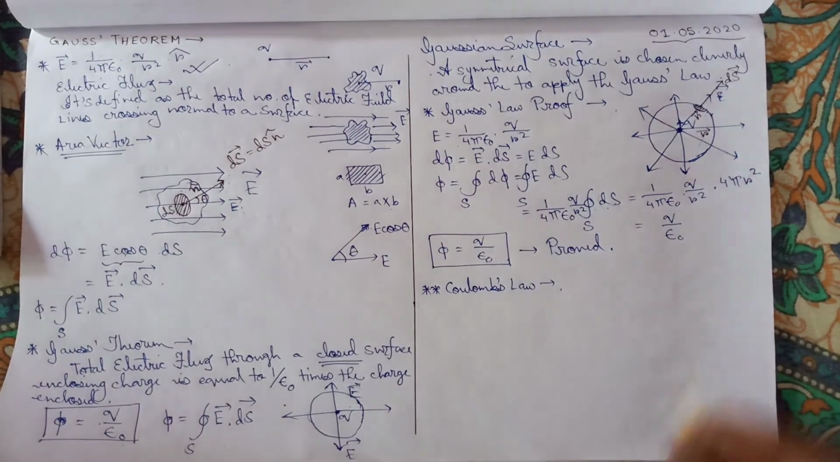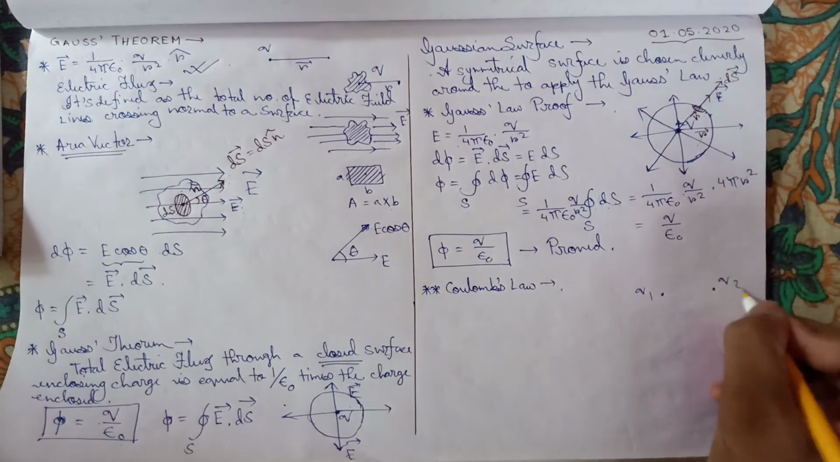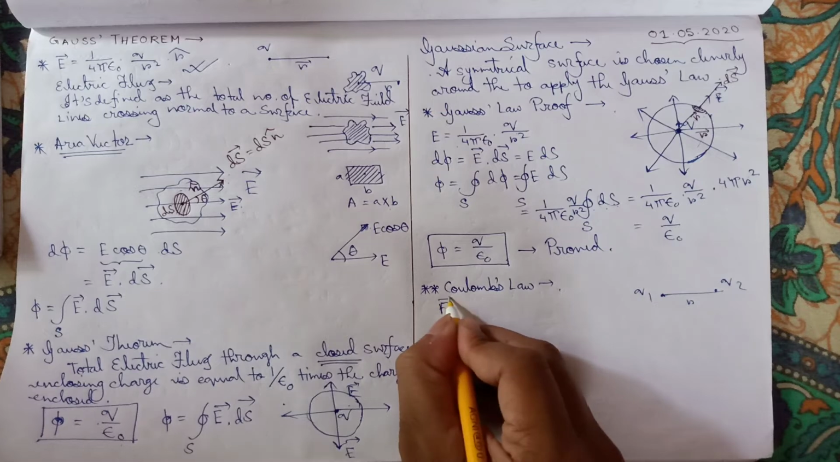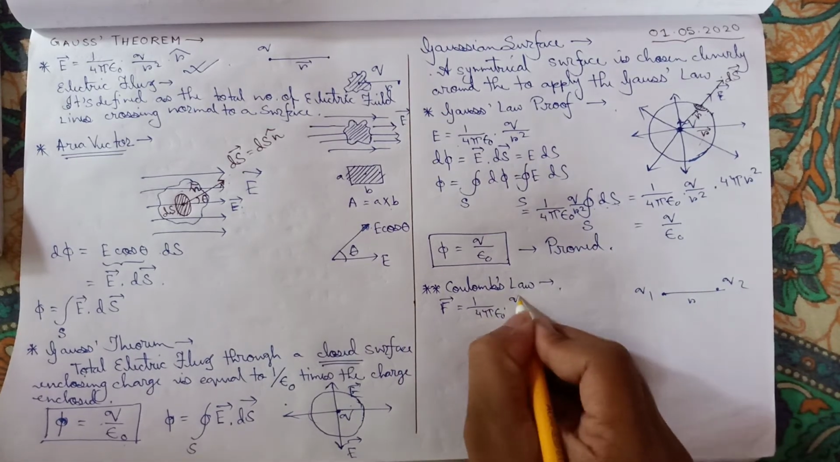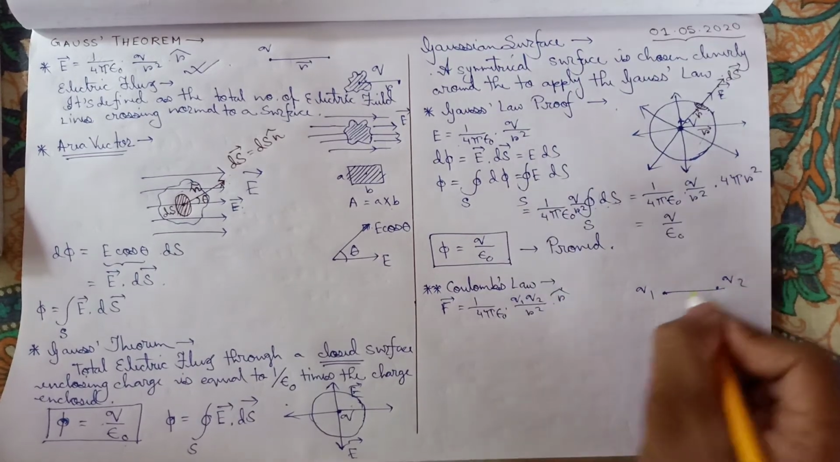So what is Coulomb's law? If two point charges q1 and q2 are r distance apart, the force between them will be 1 by 4 pi epsilon naught, q1 q2 by r square, right?